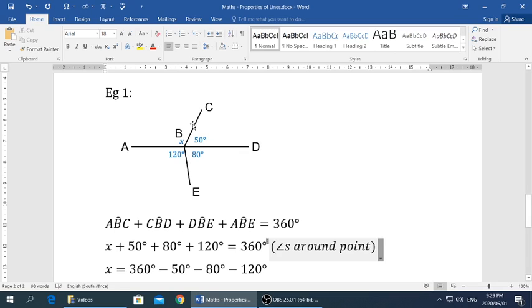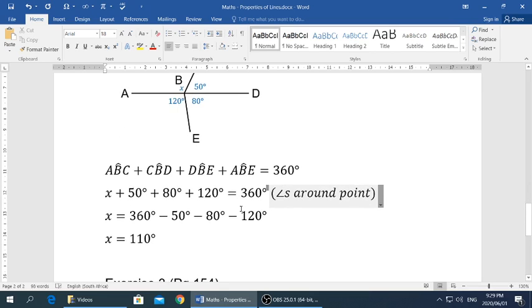You just have to look if they go in a full circle. So if you get a full circle around one point, that's when all of them will be 360. As I said, it could be 4 angles, 3 angles, 5 angles, 6 angles. Okay, so that's angles around a point.